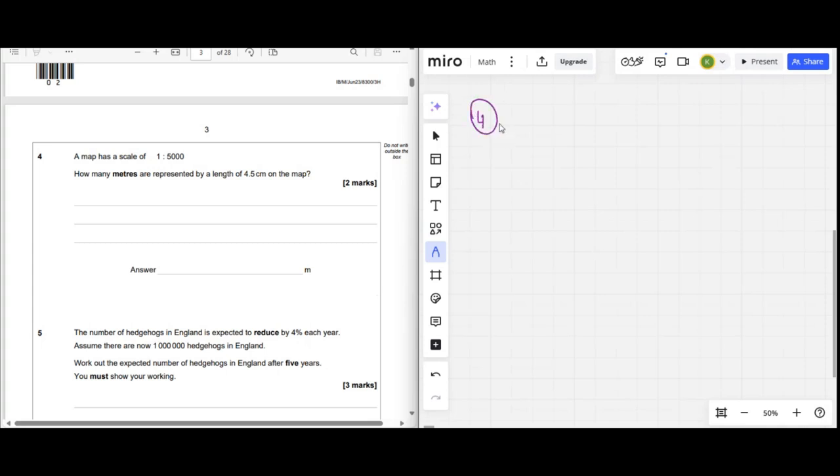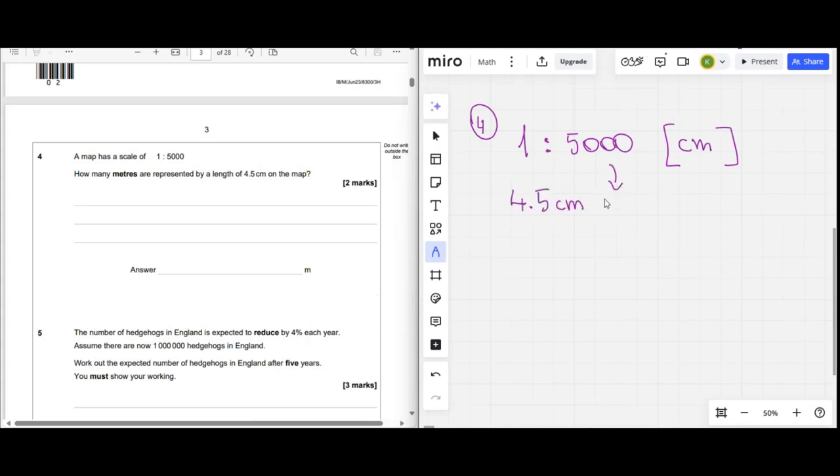Dalej mamy mapę. 1 to 5,000. And a scale is always in centimeters. 1 centimeter on the map is 5,000 centimeters in the real world, right? How many meters are represented by a length of 4.5 centimeter on the map?